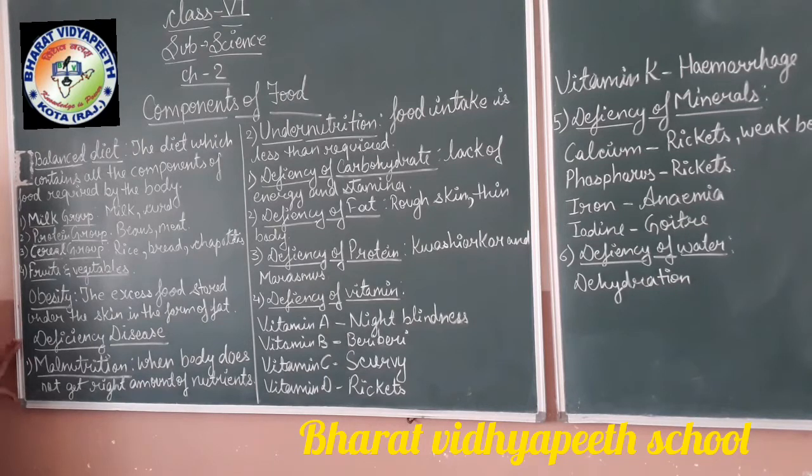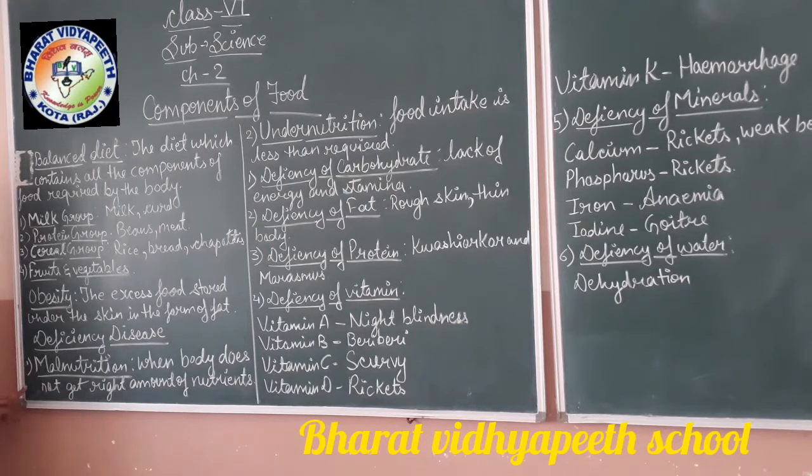After obesity, next is deficiency disease. Deficiency disease means the diseases which develop when there is a deficiency of something in our diet. If you do not take a proper amount of carbohydrate, protein, fat, then your body shows some type of diseases. This is known as deficiency diseases.